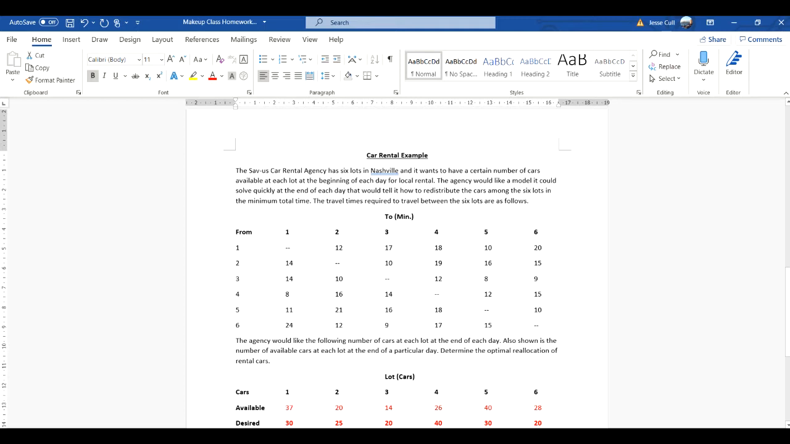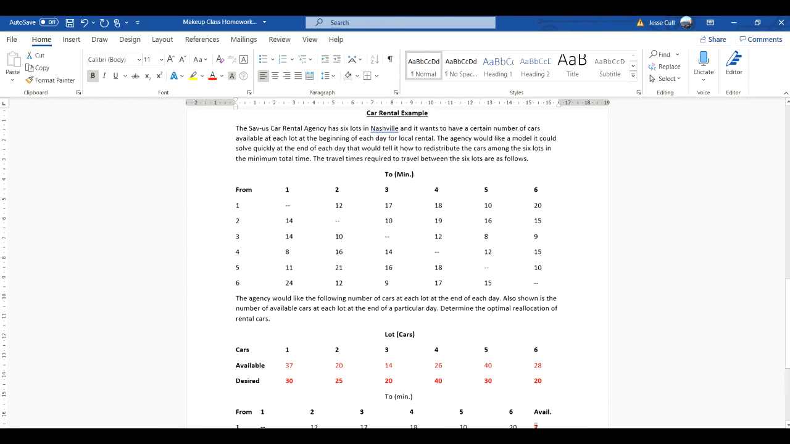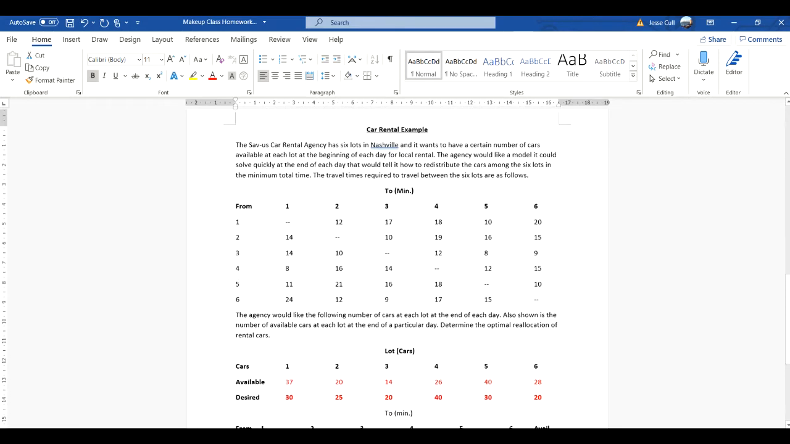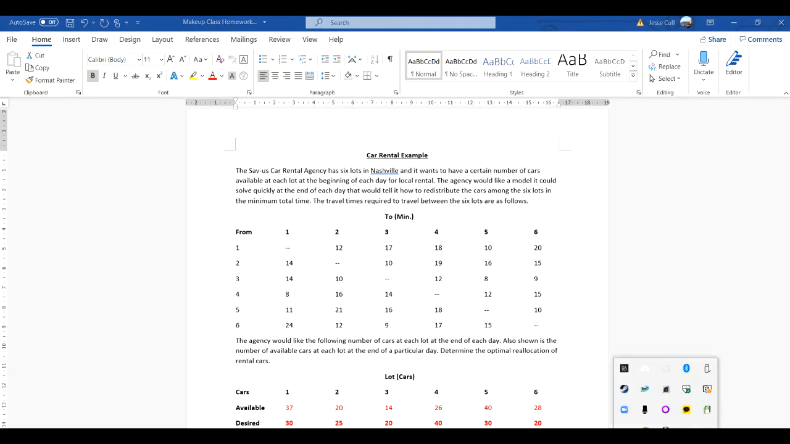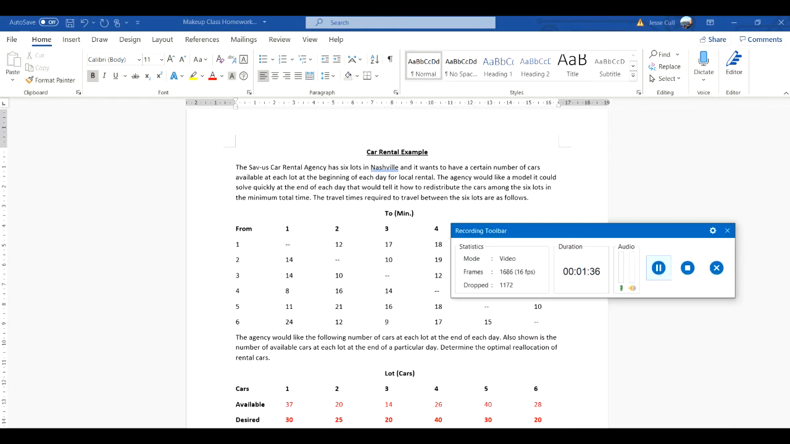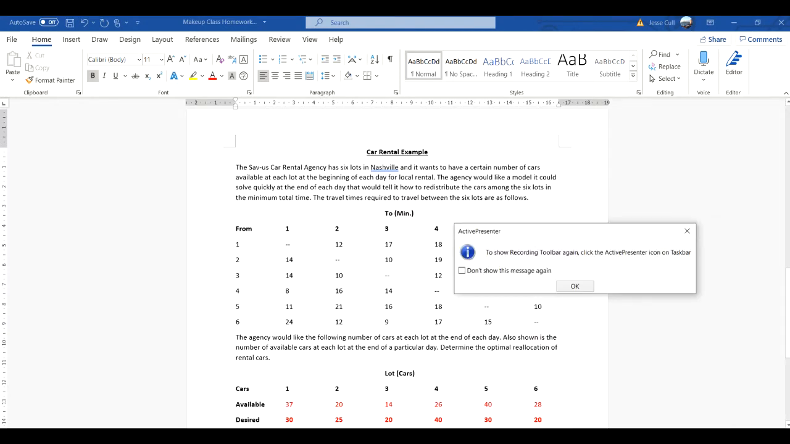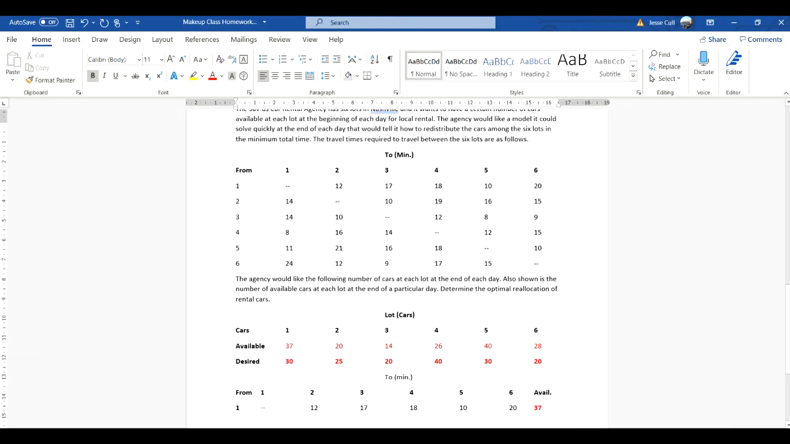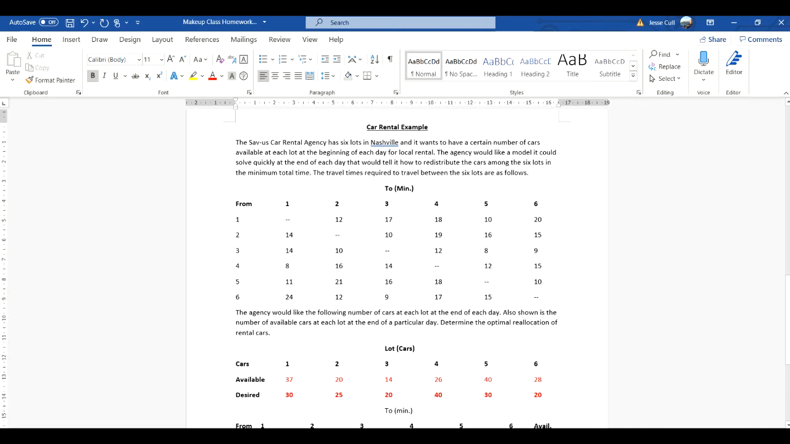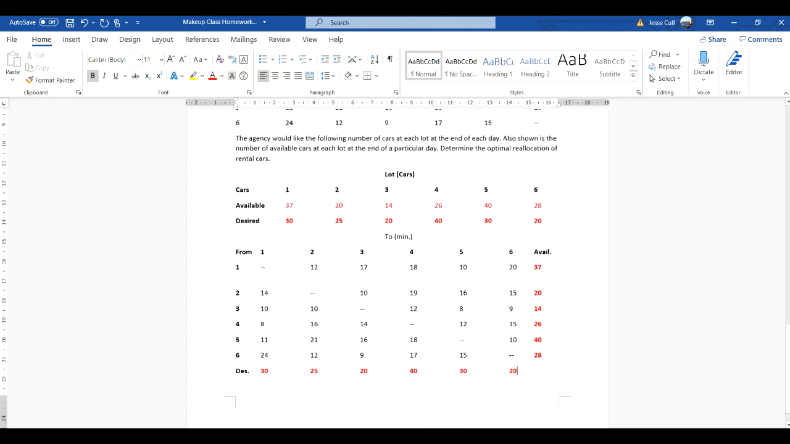So what we have to do is add available and desired to this table. Another word for available is supply. Another word for desired is demand. So what we're going to do now is recreate the table like this, including supply and demand. That's what I've done here.